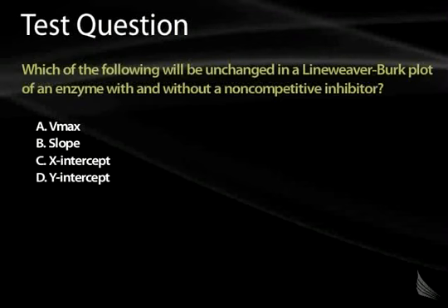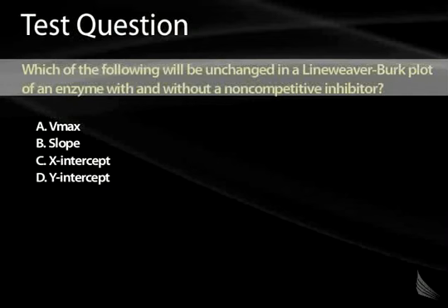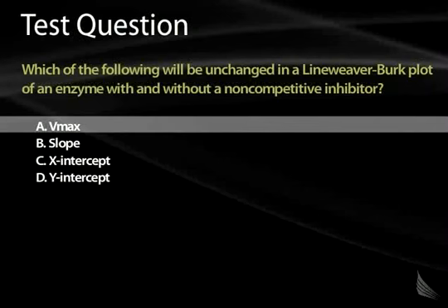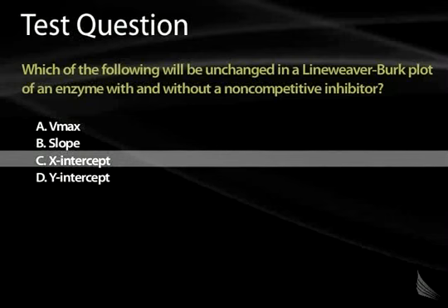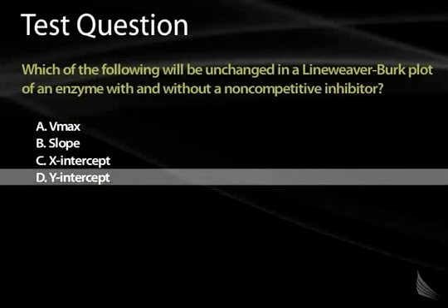Okay, so consider this question. This will test your understanding of what we just talked about. Which of the following will be unchanged in a Lineweaver-Burke plot of an enzyme with and without a non-competitive inhibitor? Is it the Vmax? Is it the slope? Is it the y-intercept, or sorry, the x-intercept, or the y-intercept?